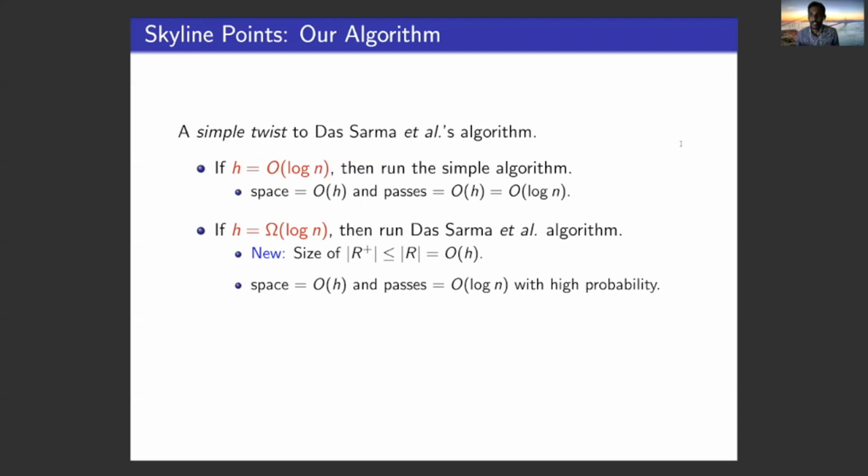Right? So that's the crucial difference we're saying. We're saying you don't need a sample size of h log n. And because of this, the space actually comes down to order of h, and the number of passes will be log n. So these bounds hold with high probability.